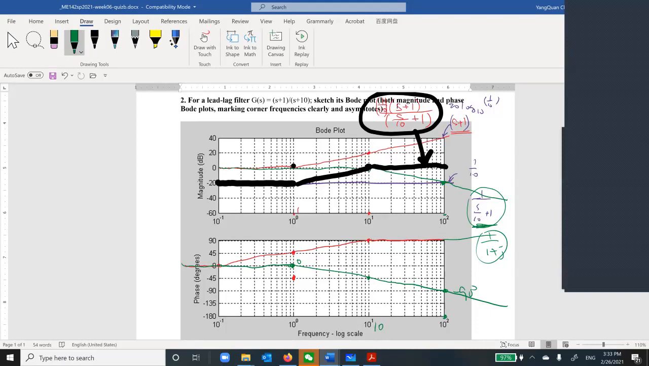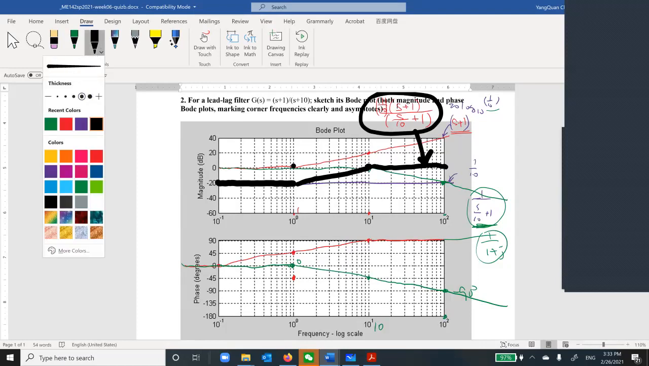Okay, so should we consider 1 over 10? No, we don't need to care about it because it's a constant. It's a positive constant. So its phase is 0. I don't need to draw those gains at all. So I can directly come out with.